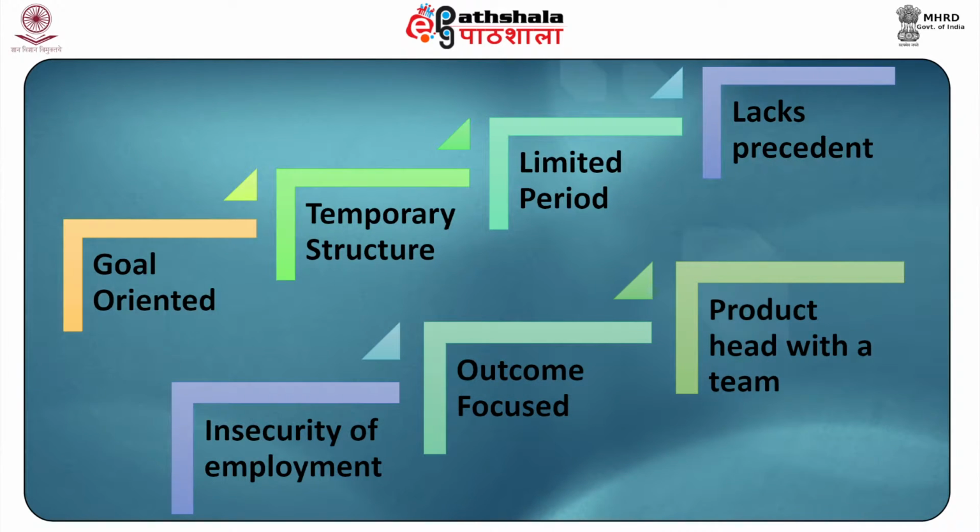The next characteristic of project structure is outcome focused. The success and failure of the members working under the project structure depends entirely on the success of the outcome of the project. Therefore, everyone working on the project works with one goal of achieving the objective for which the project was made. And the last characteristic of project structure is project head with a team.